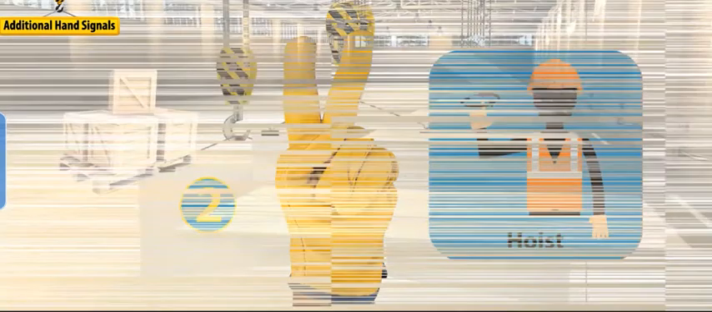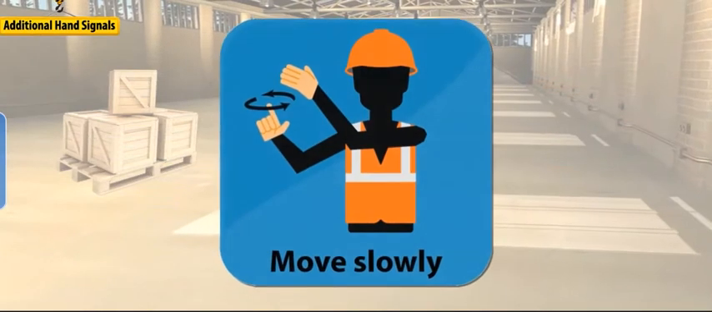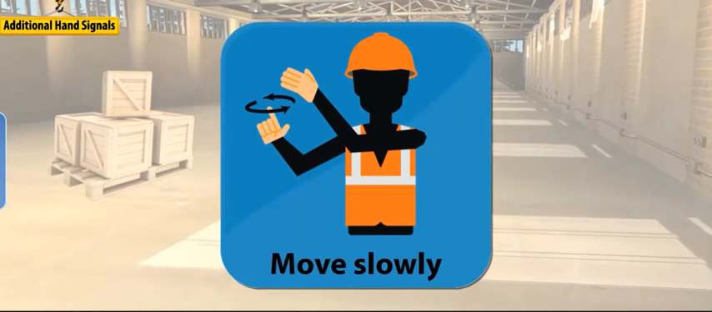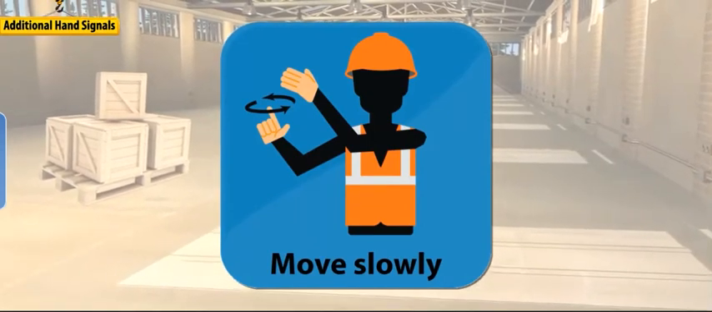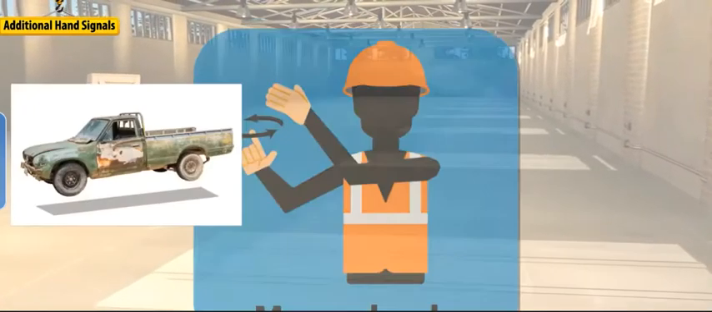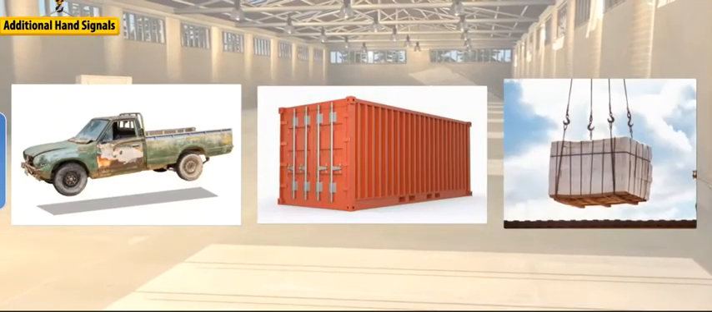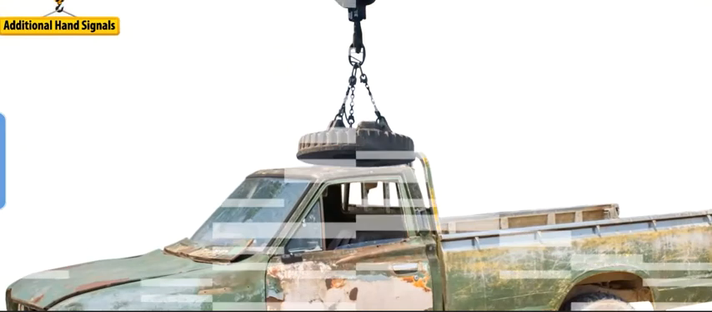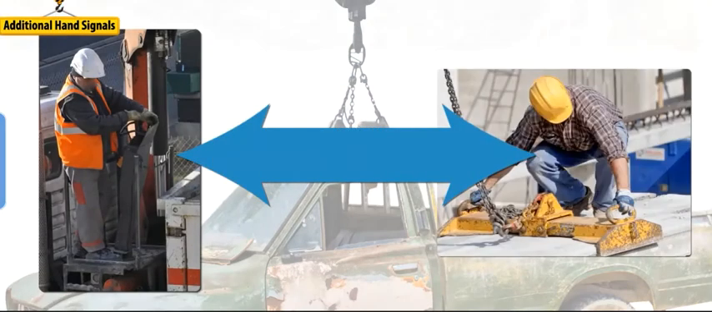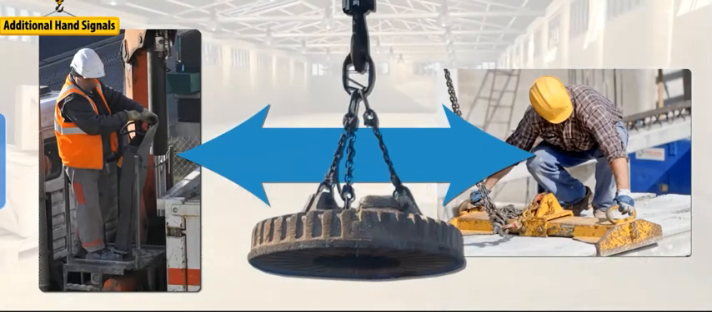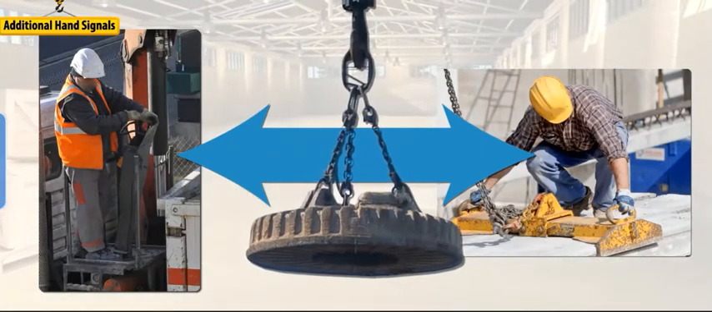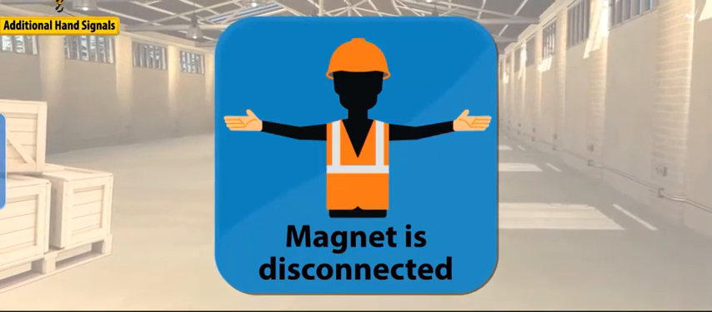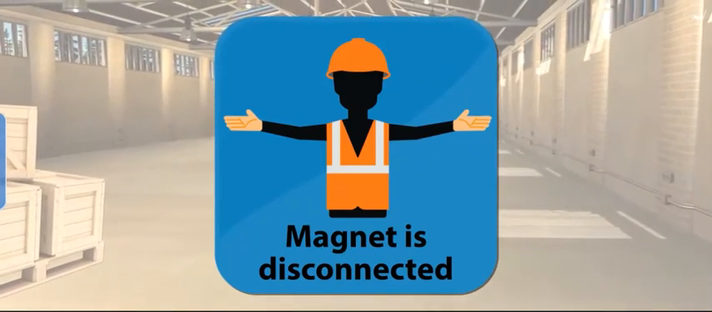To signal that the load needs to move slowly, use the normal hand signal for whatever kind of movement needs to happen, but then hold your other hand above or below the signaling hand to indicate extra care should be taken. Depending on what's being moved, an overhead crane could be using a magnet instead of a hook or some other type of rigging. In these cases, the operator needs to be able to tell the rigger when the magnet is disconnected, so the rigger can move the magnet away from the load. To signal the magnet is disconnected, just spread your arms with your palms up.